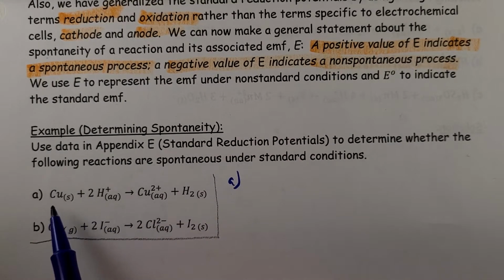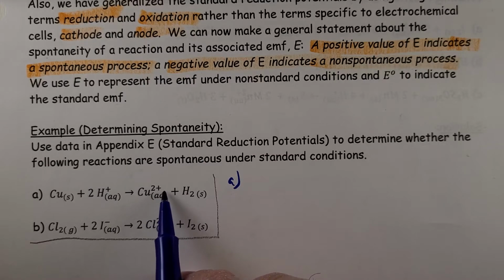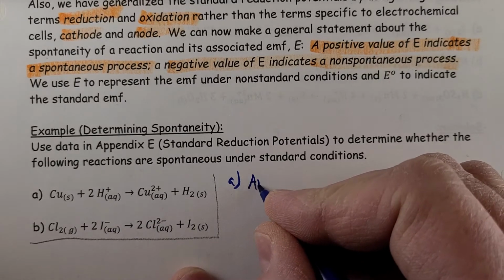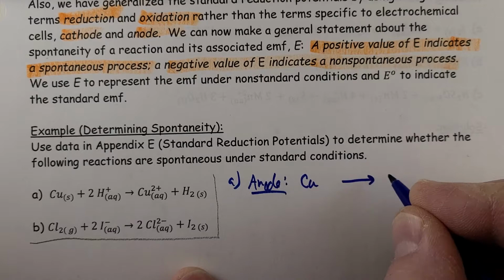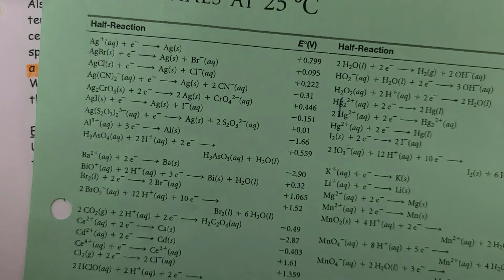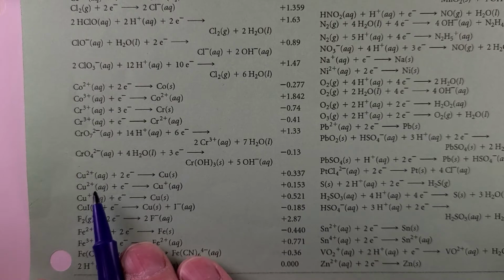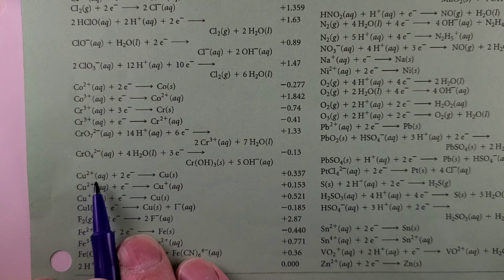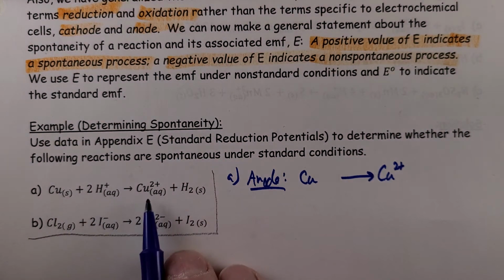According to this reaction, copper is going from solid copper to copper 2 plus. So of course that is going to be losing electrons, so they're assuming that this is the anode. So the anode will be copper going to copper 2 plus, and of course in the process we'll be losing electrons. So I look over here for copper and copper 2 plus, and look up the reduction part of that. So copper 2 plus going to solid copper. I'd have to look at it in reverse, right? Copper 2 plus going to copper solid.